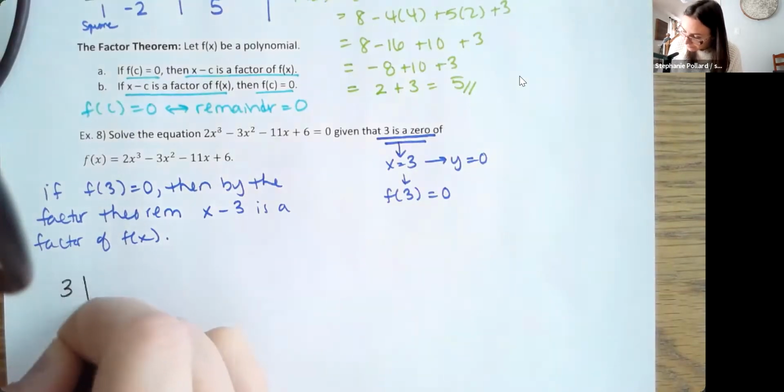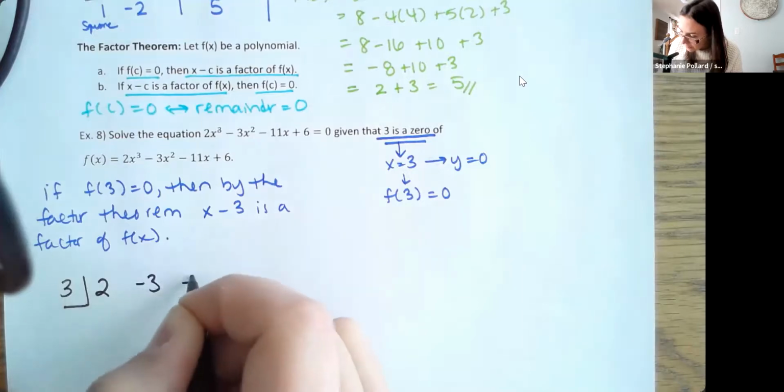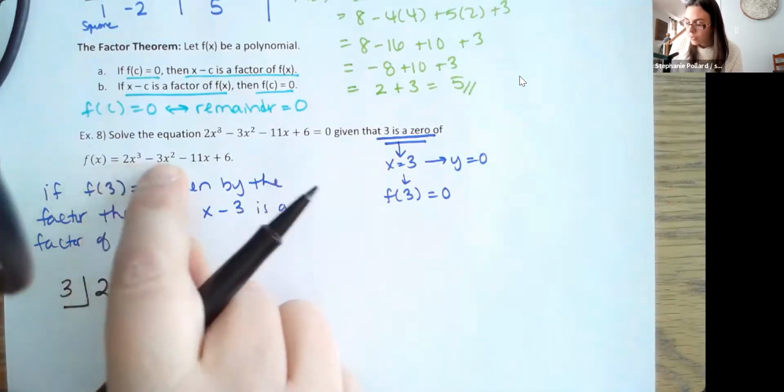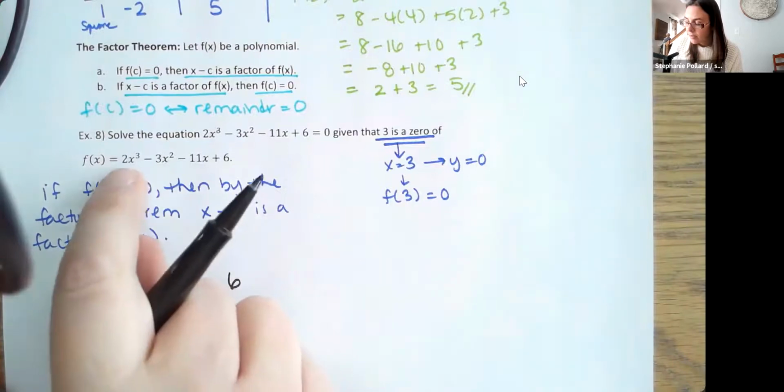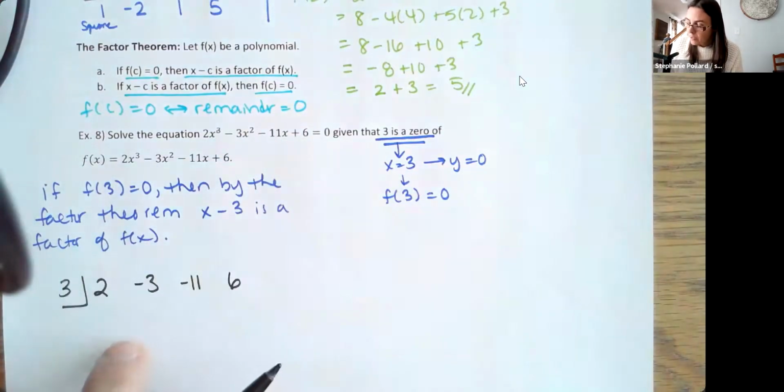So here I have 2, -3, -11, and 6, making sure all your powers are in order. Again, notice that the function and the equation are the same, just that one side equals 0, and that there's no missing values.